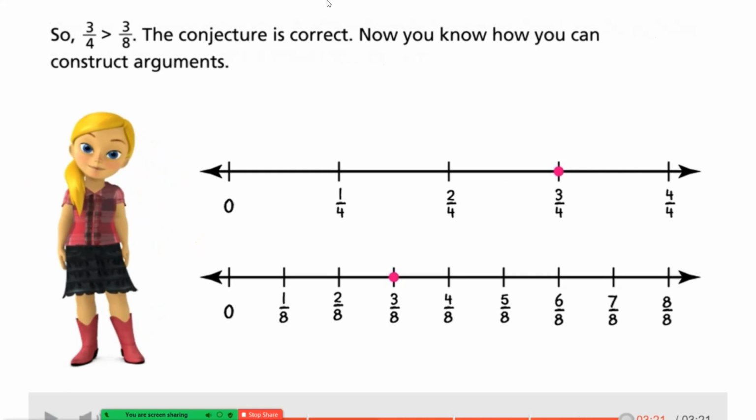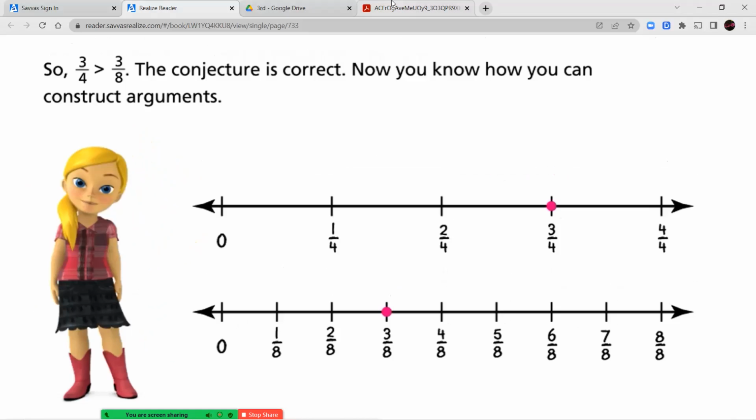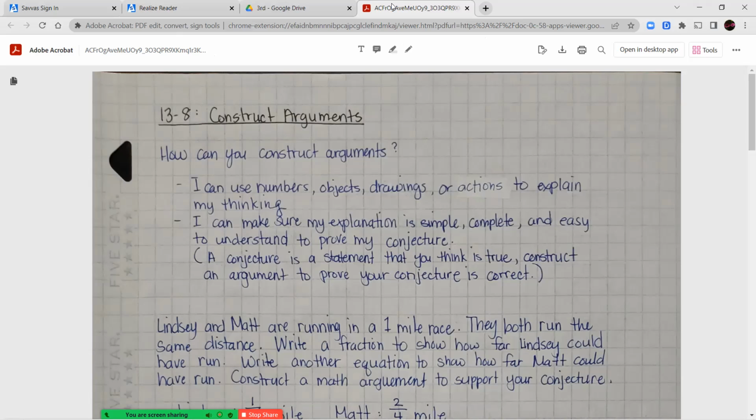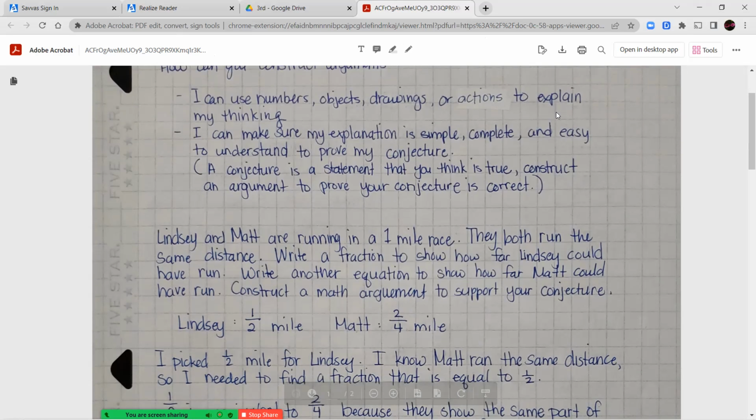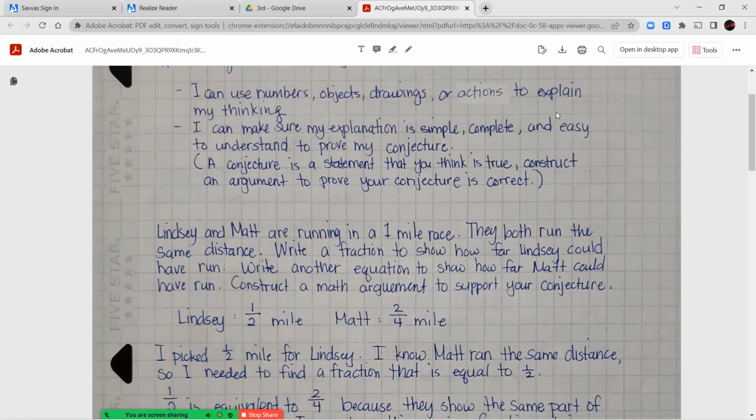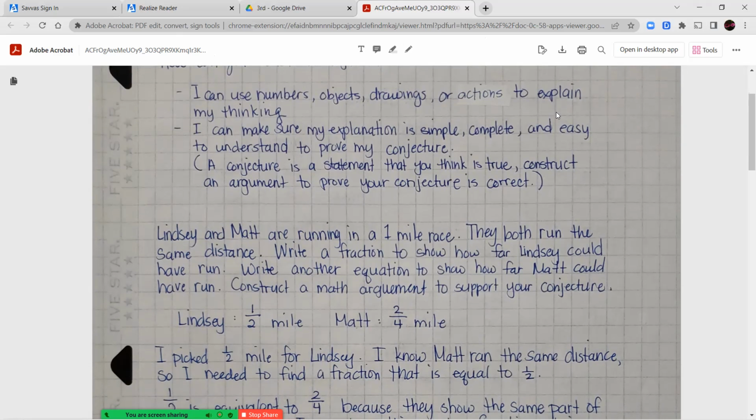All right, let's go ahead and get into our notes and our guided practice together. Now, in order to construct an argument or to be able to defend your answer, you need to do a few things. You can use numbers, objects, drawings, or actions to explain your thinking. Make sure that you're giving a complete explanation and that your explanation is easy to understand. You don't want it to be too complicated. You want to make it as simple as possible to show why you're correct.